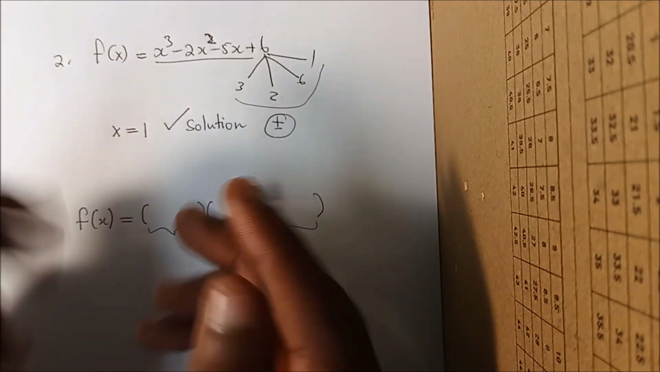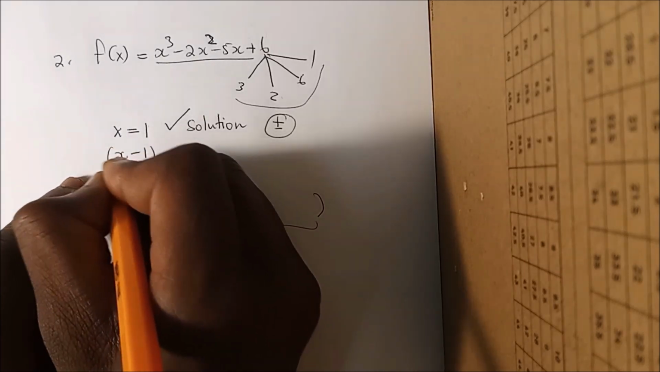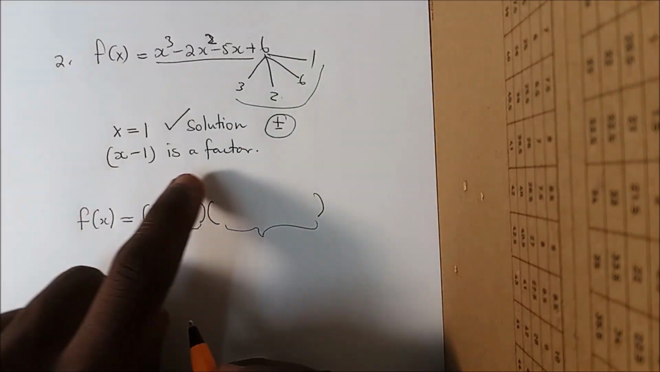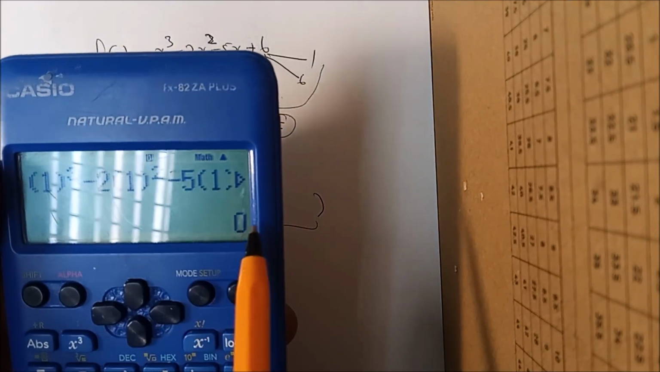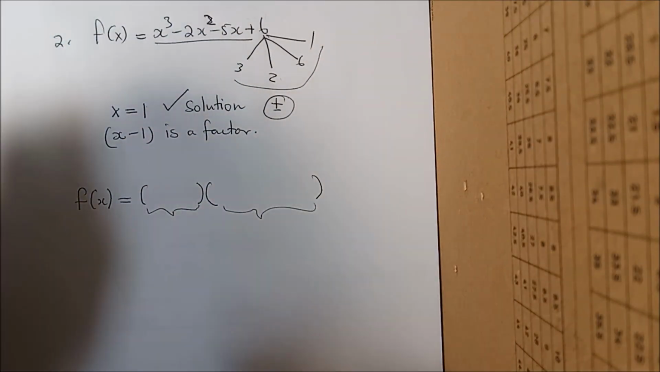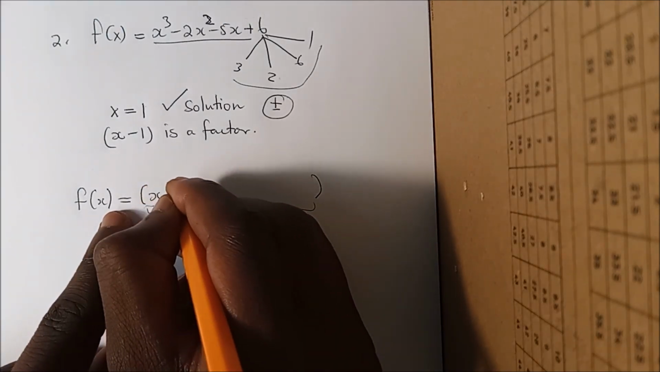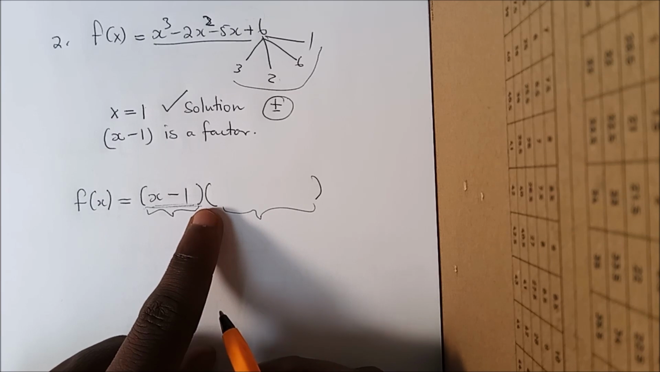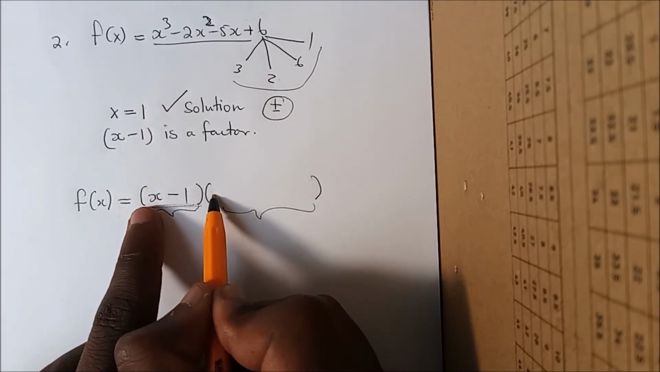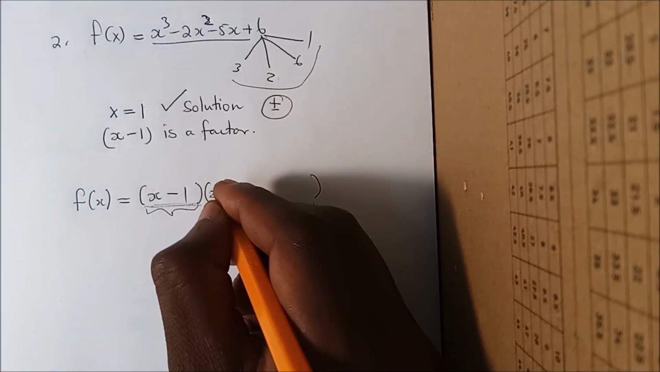So now if you go one step back, you take 1 to the other side, you will get x minus 1. So what do you say about x minus 1? It is a factor. Why are we saying it's a factor? Because the value that we get here is 0. That's why we're saying it's a factor. So now in our factorization here, what will be in the first bracket? It will be x minus 1. And then we know x multiplied by whatever that is here must give us x cubed. So now think about what is here. It's going to be x squared.